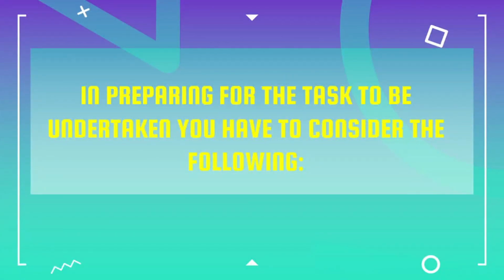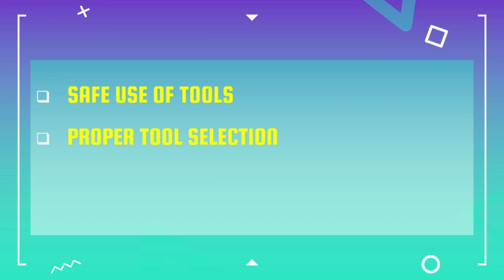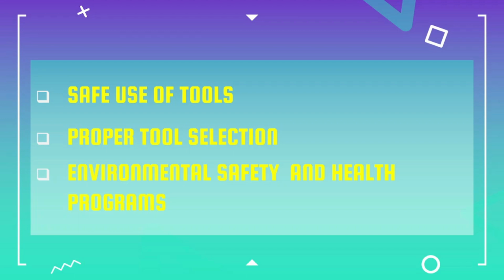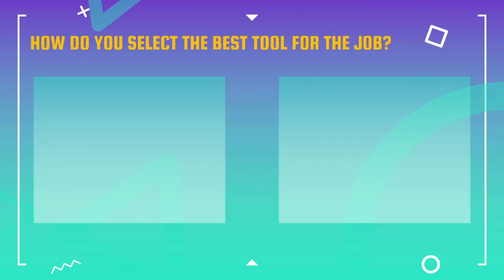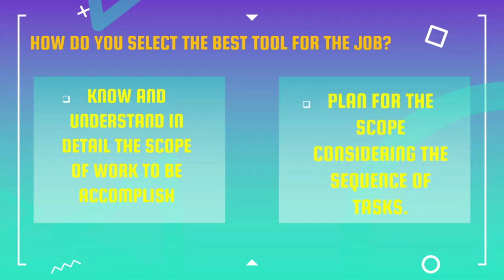In preparing for the task to be undertaken, you have to consider the following. First, safe use of tools. Second, proper tool selection. Third, environmental safety and health programs. How do you select the best tool for the job? First, know and understand in detail the scope of work to be accomplished. Second, plan for the scope considering the sequence of the task.